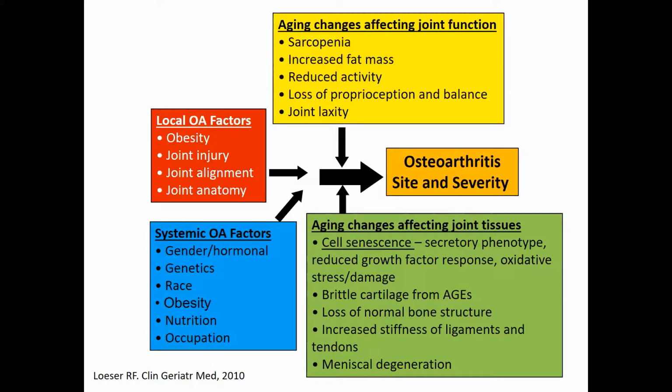And then there's aging changes within the joint tissues themselves. Cell senescence, we'll talk a little bit about. So with aging, our cells become senescent, and they produce what's called the senescent secretory phenotype, which means the cells are producing these inflammatory mediators, cytokines, and a lot of the things that you see in OA are produced by senescent cells. The cartilage becomes more brittle from advanced glycation end products, and I'll show you a picture of that. There's loss of normal bone structure, or stiffness in ligaments and tendons, and changes in the meniscus. So these are all changes that also are affecting the development of osteoarthritis in older adults.